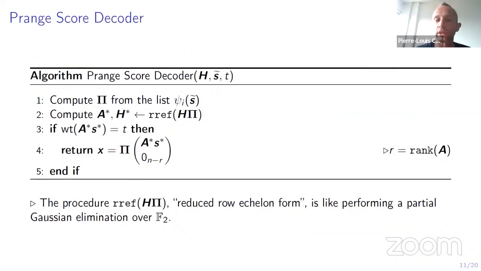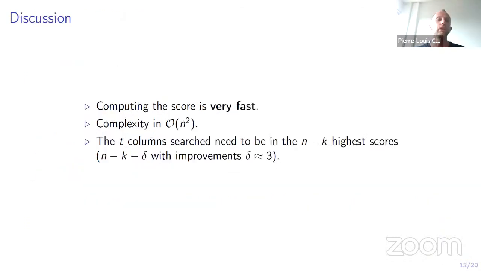We will do our information set decoding, but in the first step, instead of taking randomly the permutations, we will take the permutation from the list Ci of the score, Ci of S. When we have done this, steps 2 to 5 are exactly like in the classic ISD. It's straightforward. So it's very fast. We just have to compute a matrix vector product. We just have to sum some columns.